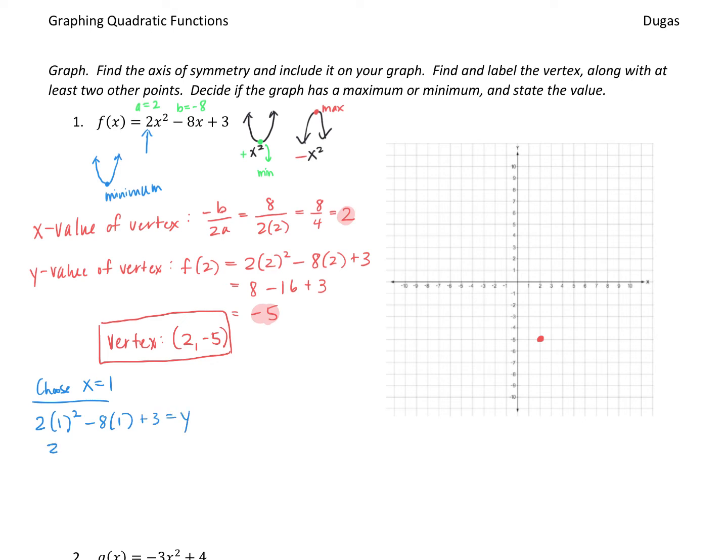So that's going to be 2 minus 8 plus 3, and I'll see that I get -3. So 1, -3 is another point on my graph. So I'm going to plot that 1, -3 on my graph. And now I said I'm going to choose 3. So I just choose an x on each side of the vertex.